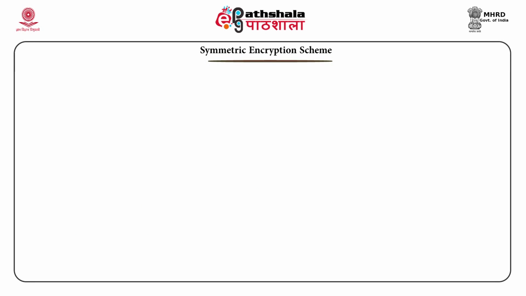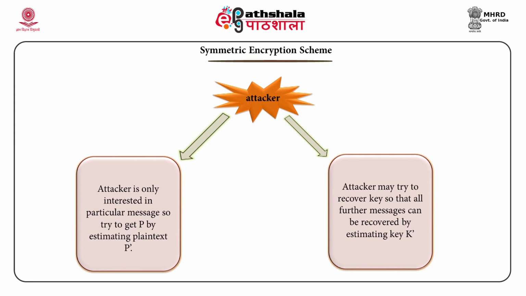Given symmetric encryption, what can an attacker do? The attacker may be interested only in a particular message, so he or she will try to estimate P', the approximation of the plain text that is being transferred. The attacker may try to recover the key also. If the attacker is not able to find the exact key, he would try to approximate it, that is K'. If K is retrieved, then all further messages can be decrypted.